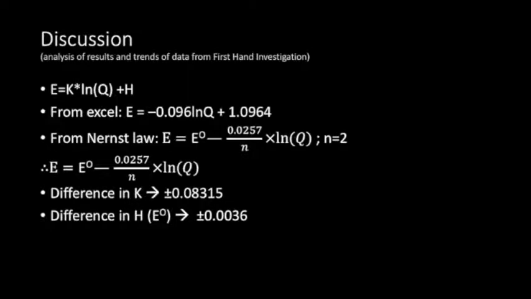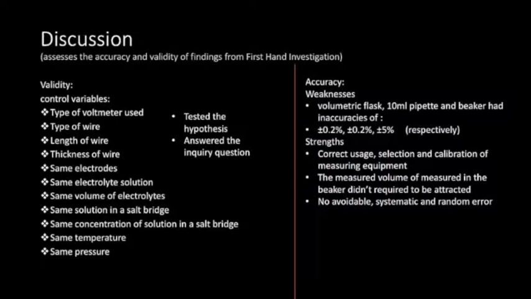Therefore, the results and trends from the first-hand investigation have verified the logarithmic relationship that exists between the electrical potential and the reaction quotient. In addition to that, the results and trends have also verified the coefficients and constants that exist in Nernst's equation. Discussion. Assesses the accuracy and validity of findings from the first-hand investigation.